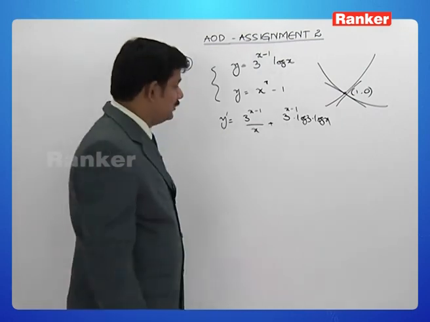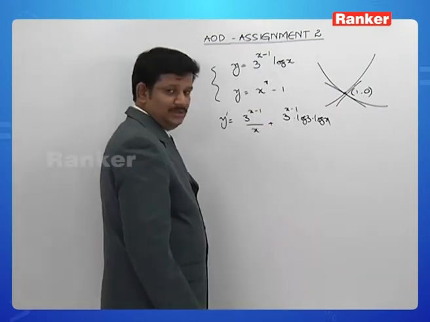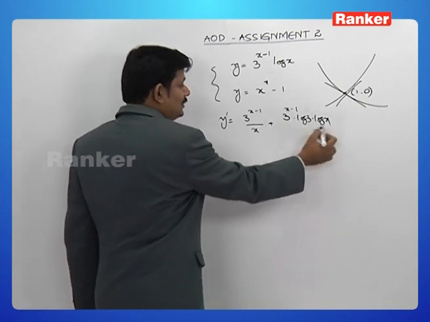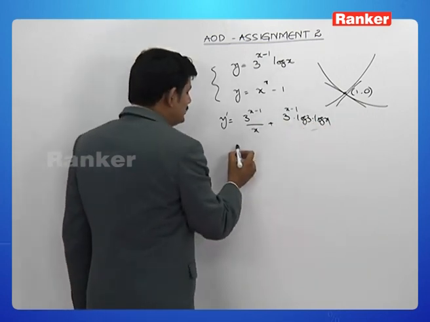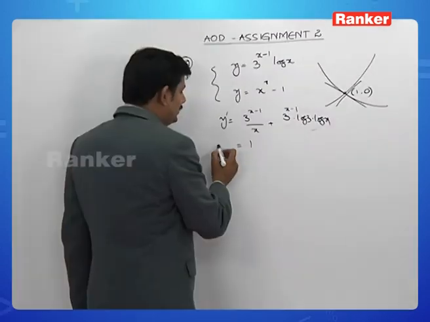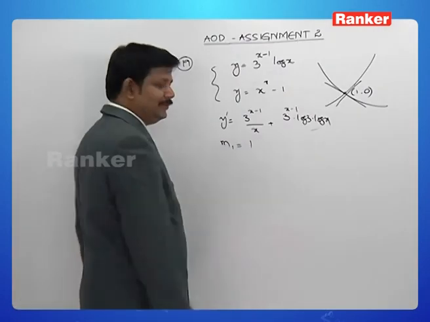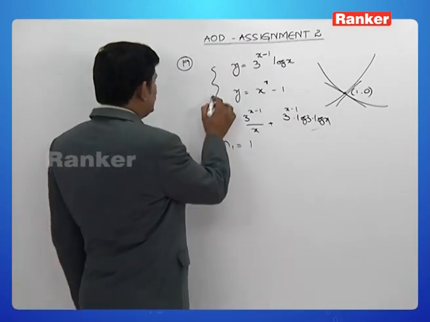Put x equal to 1. 3 power 0 is 1, 1 by 1 is 1, log 1 is 0. So this quantity entirely becomes 0. So y dash is equal to 1. So the slope of the tangent for the first curve is 1. Let us call it m1. m1 is 1.